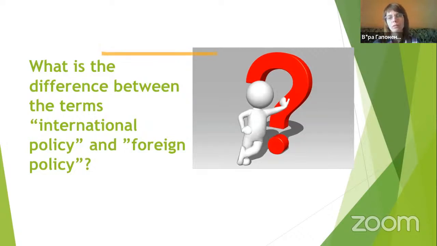Maybe someone would like to have additional points and answer the question: how do you think, what is the difference between the terms international policy and foreign policy? Can somebody explain? Maybe you can try to guess which is the more general term. I'll try.